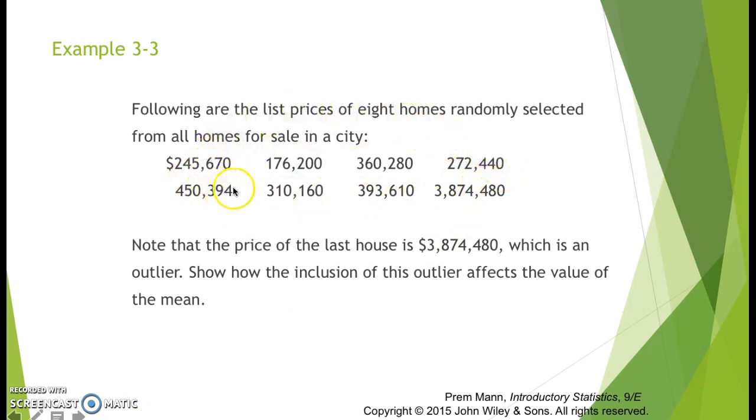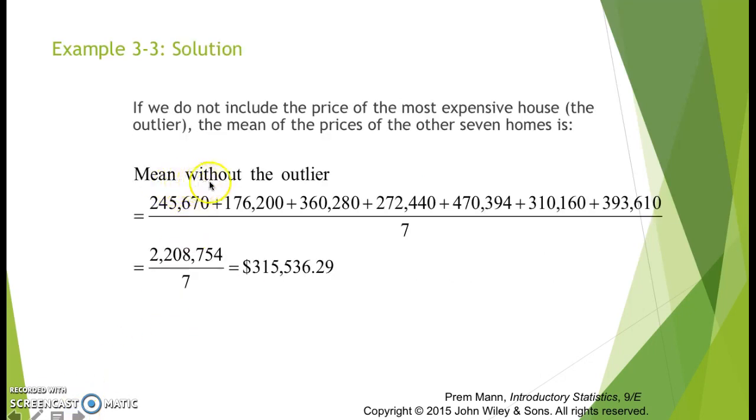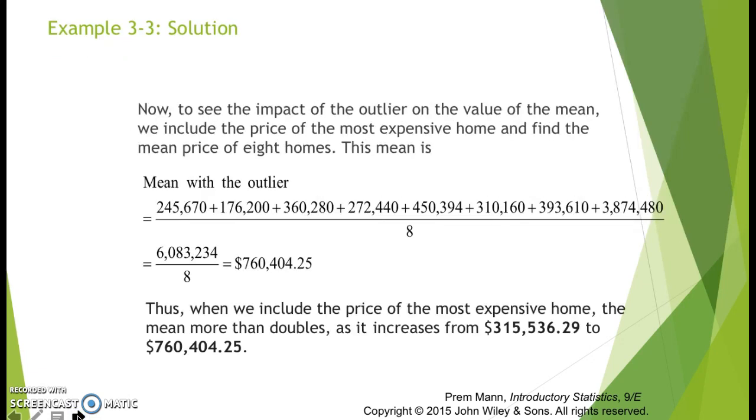Now again, because we selected 8 homes from all the homes, we're dealing with a sample mean, which is going to be X bar. So the mean without the outlier, right? We added up all of the other 7 values together, divided by 7, is 315,000 and some change. If we include that really high-priced home, again, this would still be considered an X bar calculation. We're going to find out that now the mean price is 760,000 and some change.